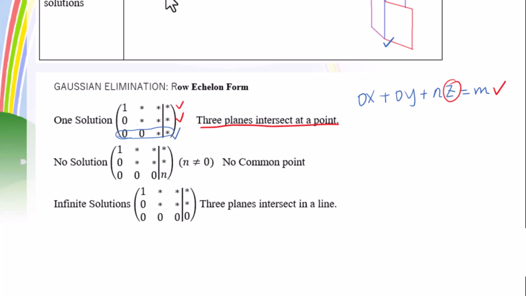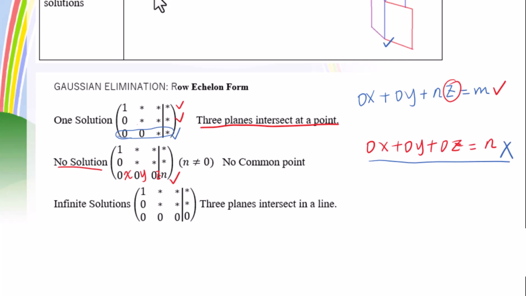If you get this form, it means no solution, because 0x plus 0y plus 0z equals n, where n is not equal to 0. This equation is always false. So no solution means no common point for these three planes.